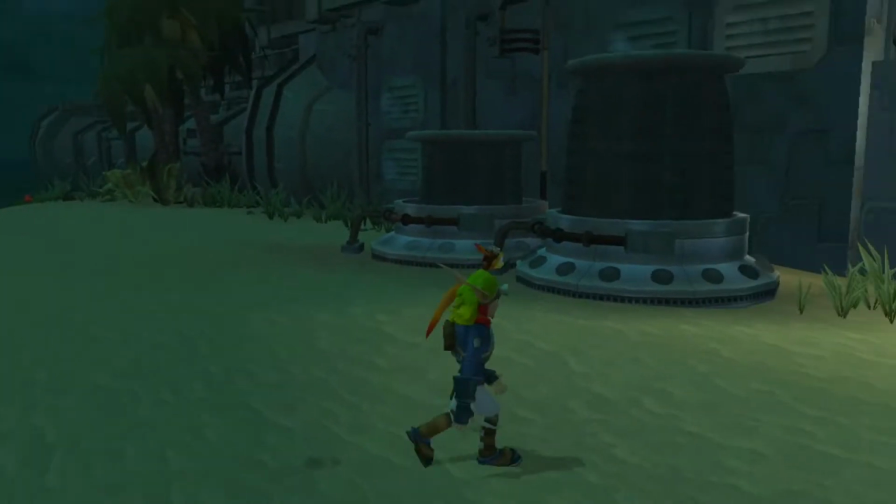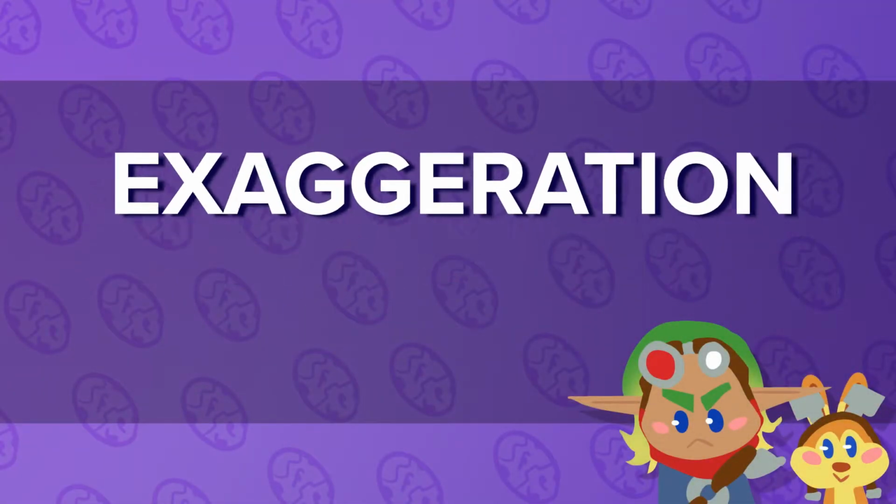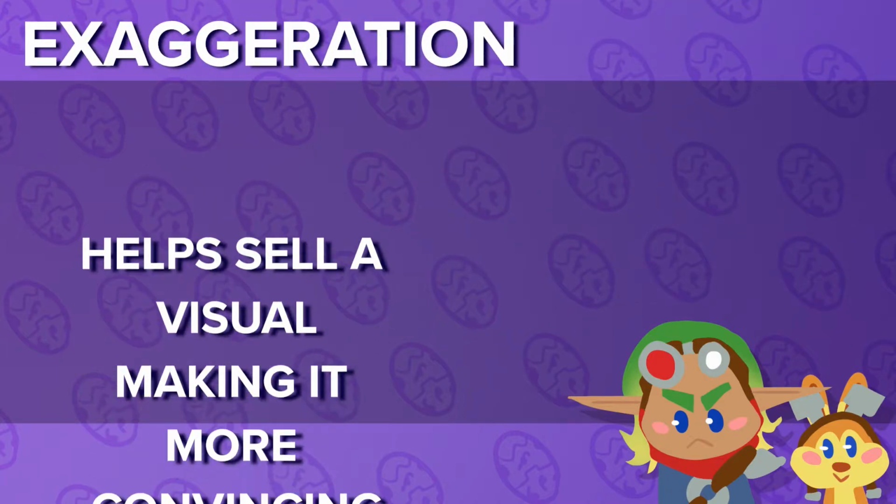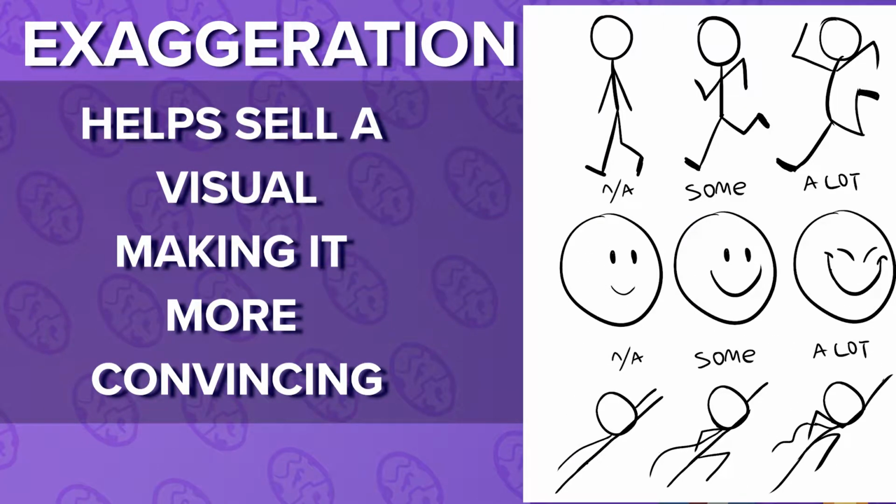Speaking of which, exaggeration. Exaggeration is the pushing of movement further to add more appeal to an action, pose, or expression. It helps enhance the mood of a scene and emphasize emotion and sell the essence of the visual, making it more convincing.